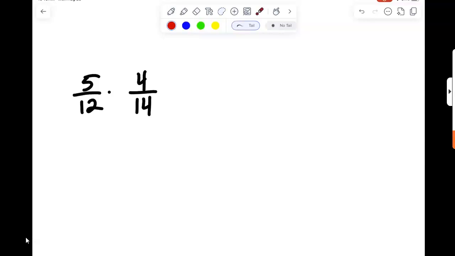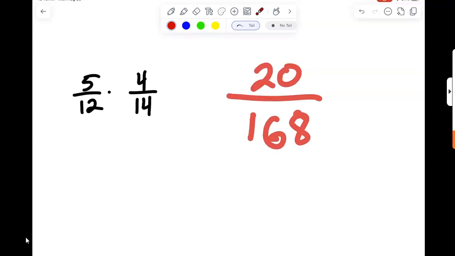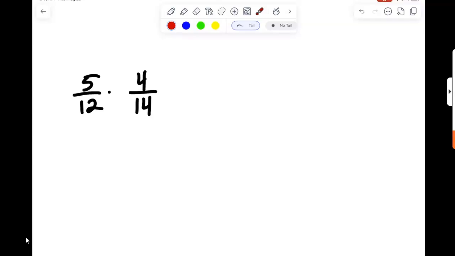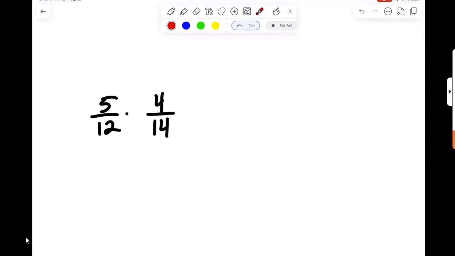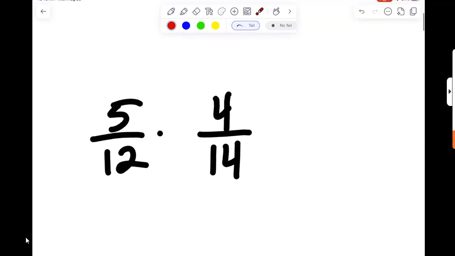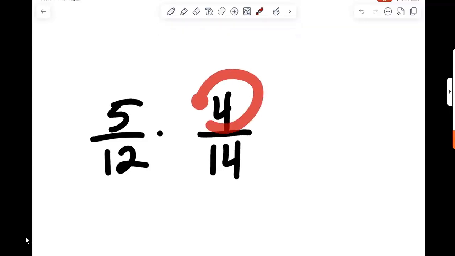When multiplying fractions, we can just multiply across the top. 5 times 4 is 20, and then multiply out the 12 times 14 is 168. And then we could set about simplifying. But generally speaking, when you multiply, what you want to look for is something that will go into both, something in the top and something in the bottom.